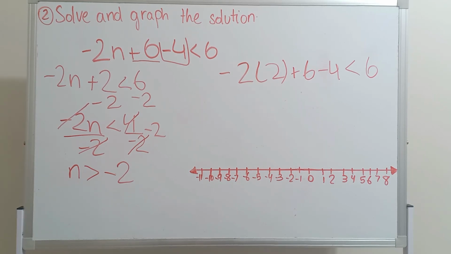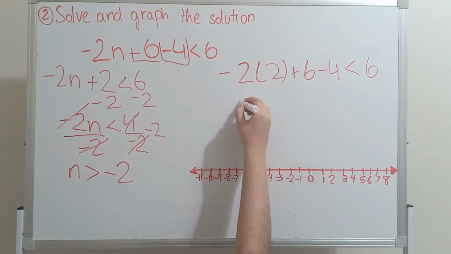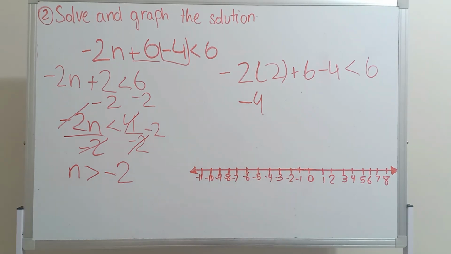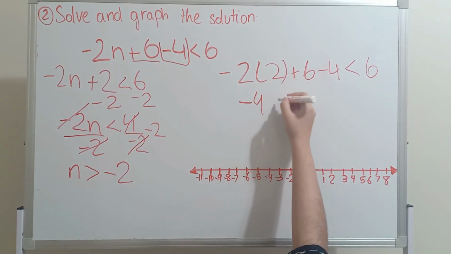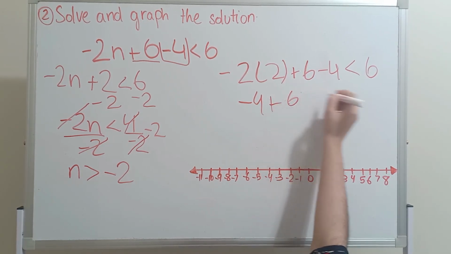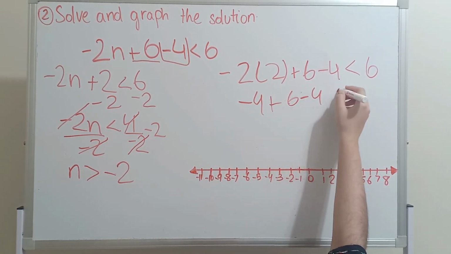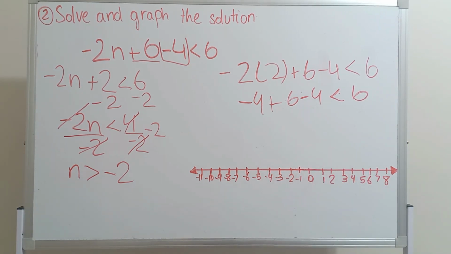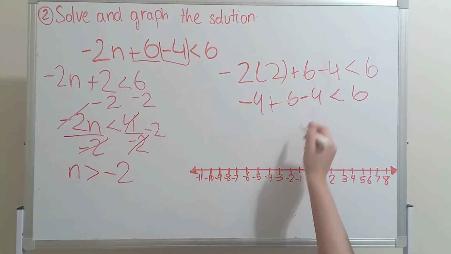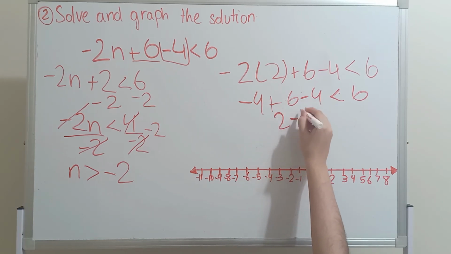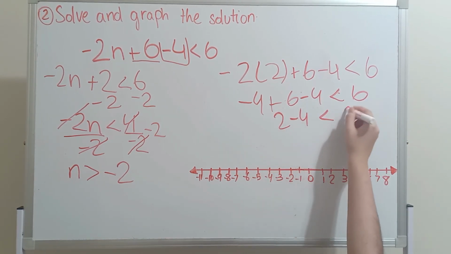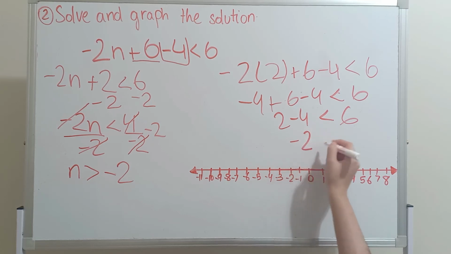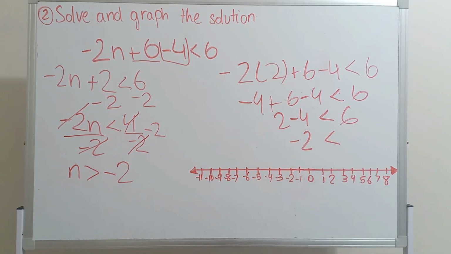So negative 2 times 2 is going to be negative 4. So negative 4 plus 6, and subtract 4, less than 6. Negative 4 plus 6 is going to give us 2. And 2 subtract 4 is going to give us negative 2. Negative 2 is less than 6.